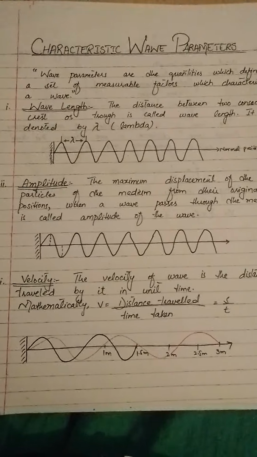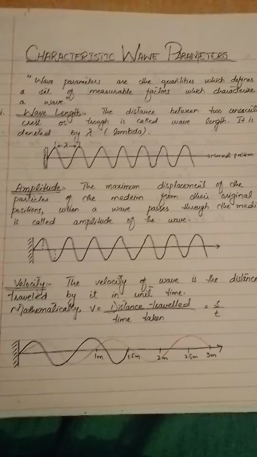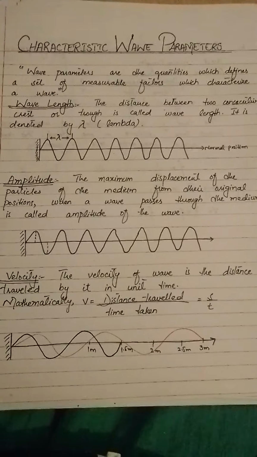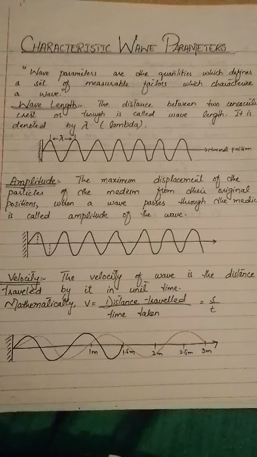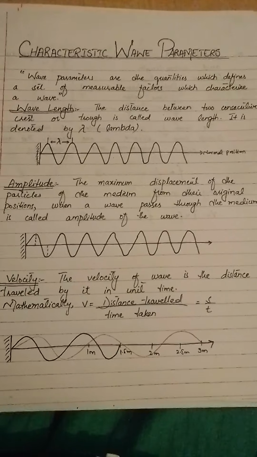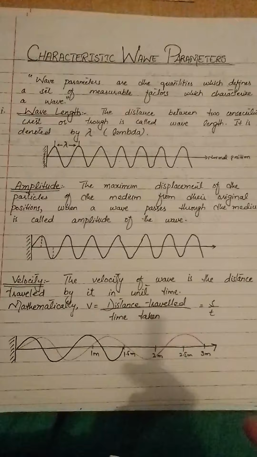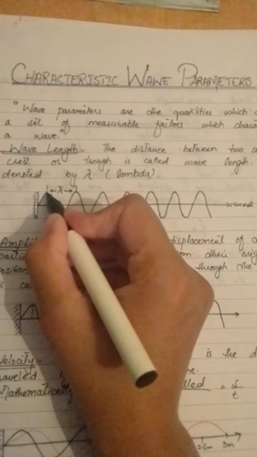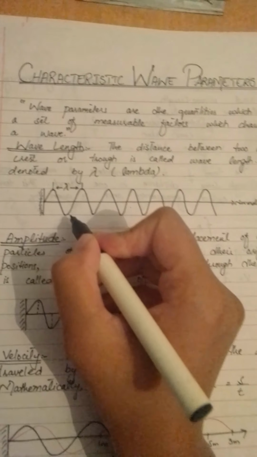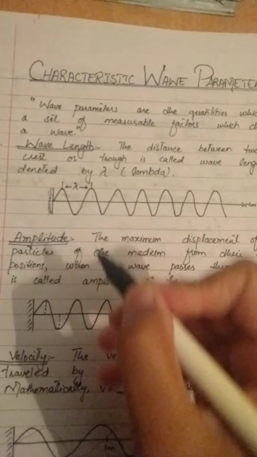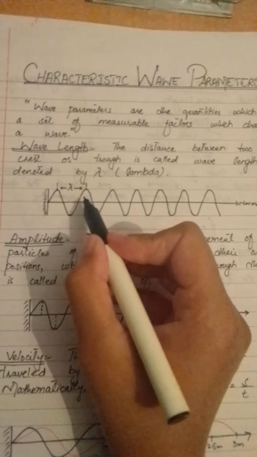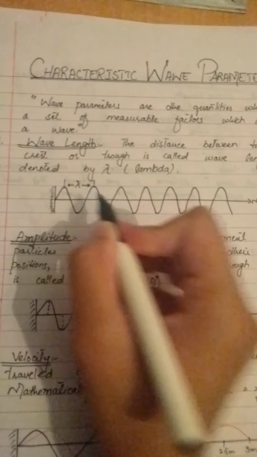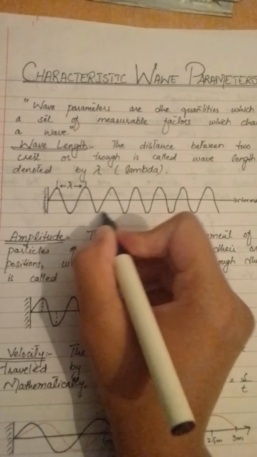So the first one is wavelength. The wavelength is the distance between two consecutive crests or troughs. So basically you studied earlier what exactly are crest or trough. Here we can see this is the crest and this is the trough. The distance between two consecutive crests or two consecutive troughs.